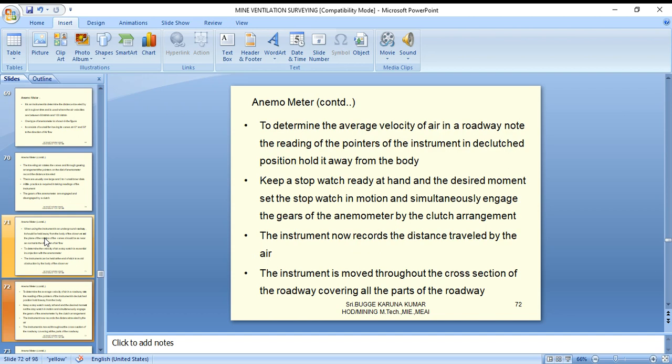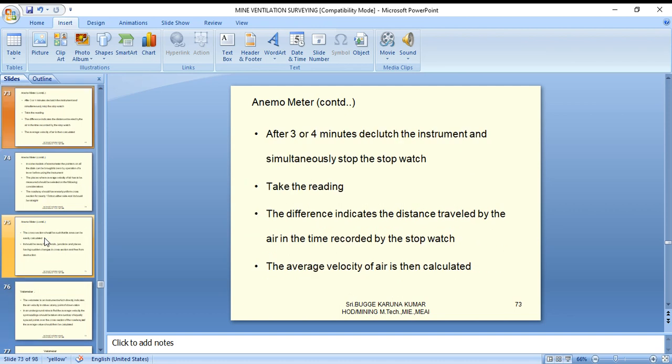To determine the average velocity of the air in a roadway, note the reading of the pointer of the instrument in a declutched position, holding it away from the body. Keep a stopwatch ready at hand. At the desired moment, set the stopwatch in motion and simultaneously engage the gear of the anemometer by the clutch arrangement. The instrument now records the distance traveled by the air. The instrument is moved throughout the cross section of the roadway, covering all parts of the roadway.